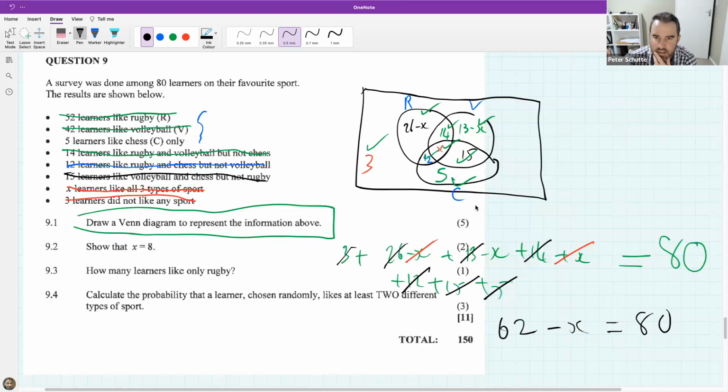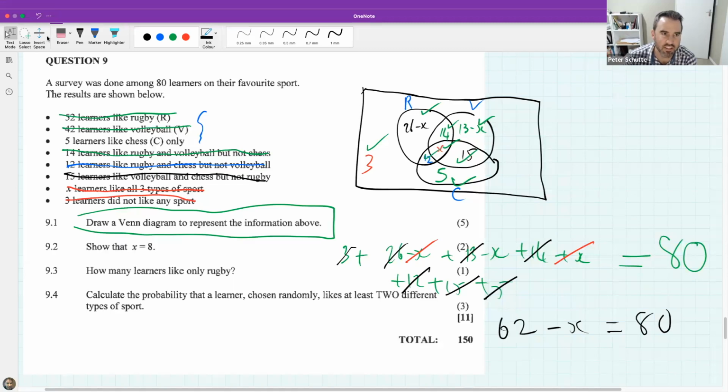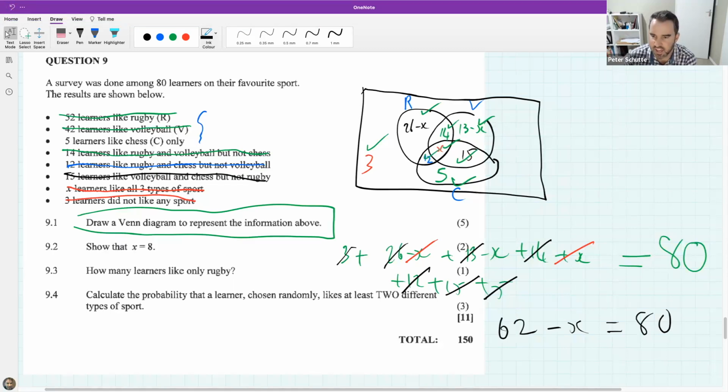Oh, I made a mistake. Where have I left something out? Who can spot my mistake? How do I know I've made a mistake? Because it said prove that it's 8. 26 minus x plus 13 minus x plus 14 plus x plus 12 plus 15.